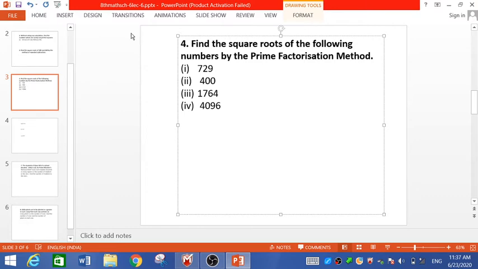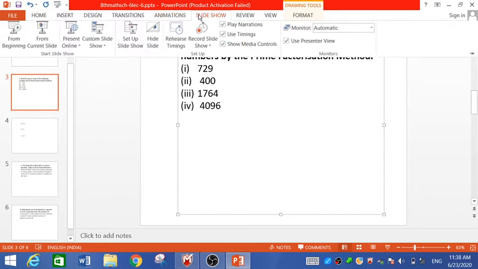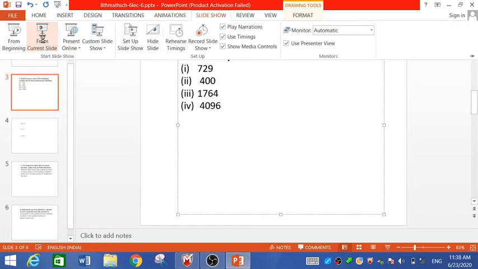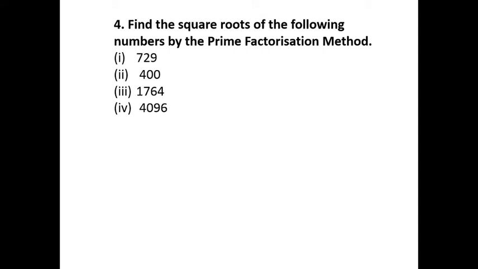We have already completed the square root by the prime factorization method. In the last lecture we completed how to find the prime factors for square roots, and we did 4 or 5 sums. Now I want to explain more sums related to this exercise.